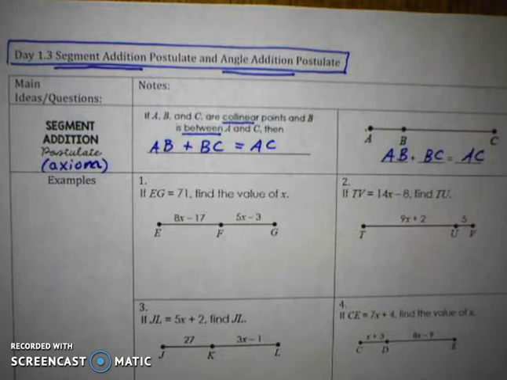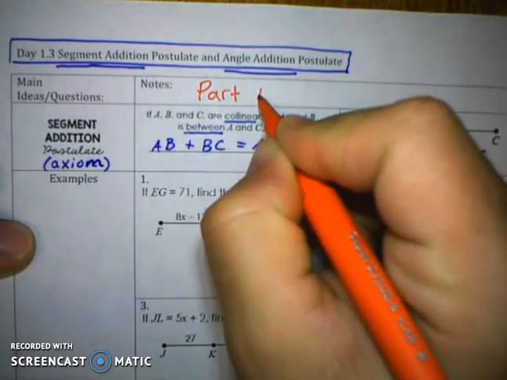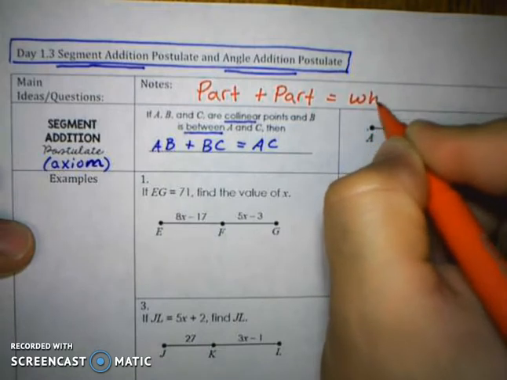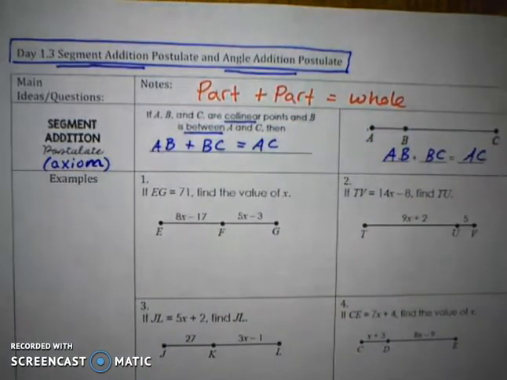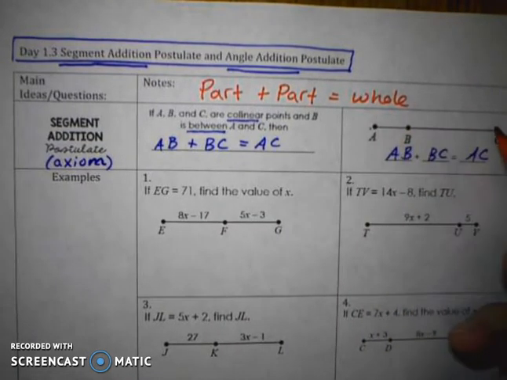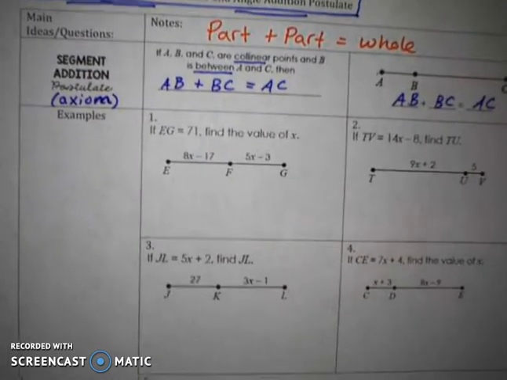The main idea that I want you to take away from this entire lesson is this concept: part plus part equals whole. This part plus this other part equals the whole thing when we talk about the length of segments. And so we can use that to set up some equations and solve some problems.